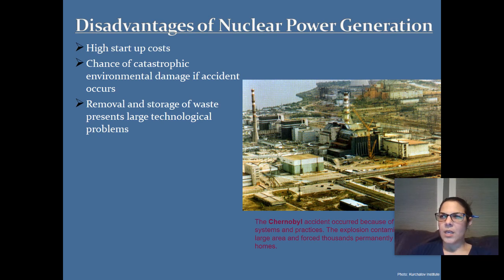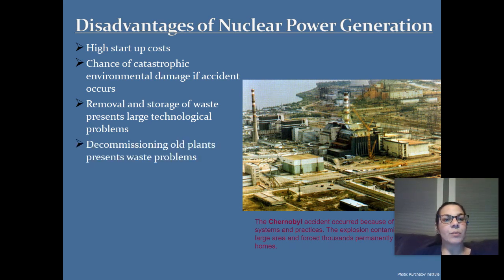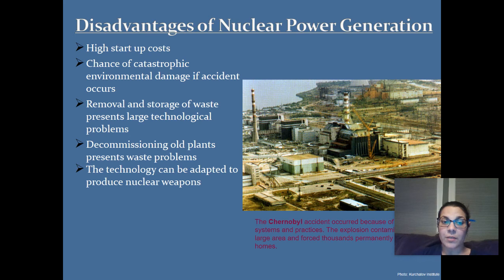So the Gates Foundation, Bill and Melinda Gates, have been working for years on creating a nuclear power plant that runs on spent nuclear fuel that we can't use to generate electricity anymore. There's just not enough left to boil that water. Decommissioning old plants presents a lot of different waste problems. Technology can be adapted to produce nuclear weapons, which is why we don't want North Korea to have any nuclear power plants, because then they can use their spent fuel to create nuclear weapons.